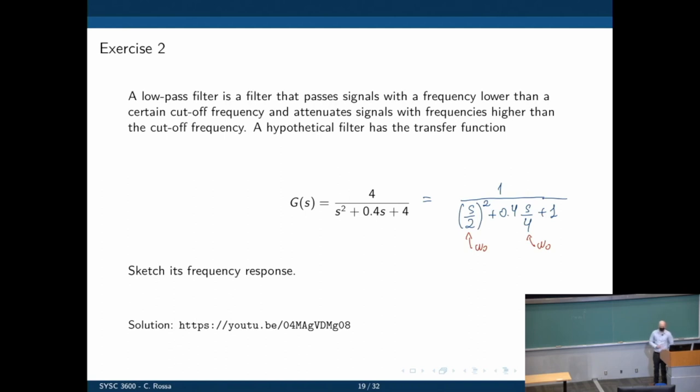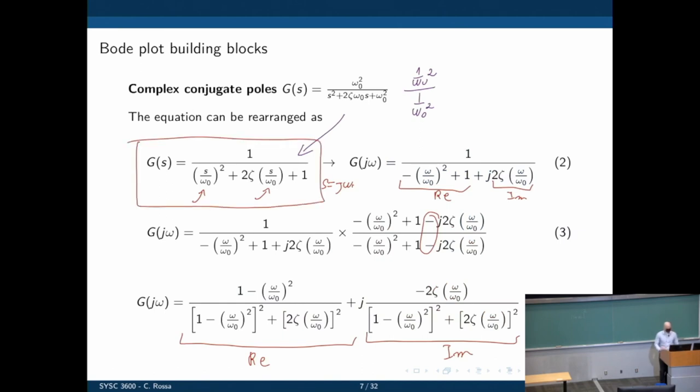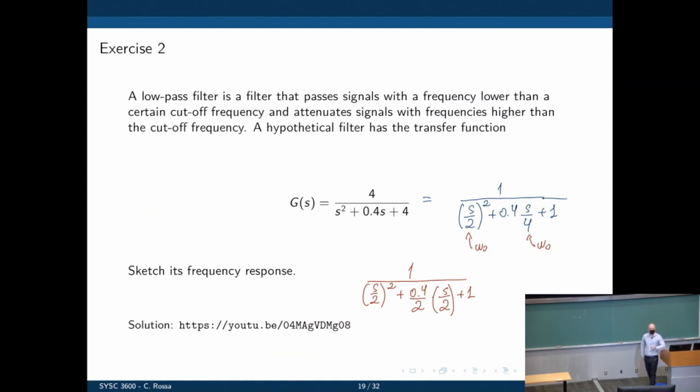For our Bode plot analysis, we want the cutoff frequency to be shown here, but also under S. So I can rewrite this in the form of 1 over (S divided by 2) squared plus 0.4 divided by 2 times S divided by 2 plus 1. So now we have this in the standard form, the form that we used at the very beginning: (S divided by omega 0) squared plus 2 zeta times S divided by omega 0 plus 1. Okay, so that's how we can rewrite it. Does this make sense? You see where that comes from?